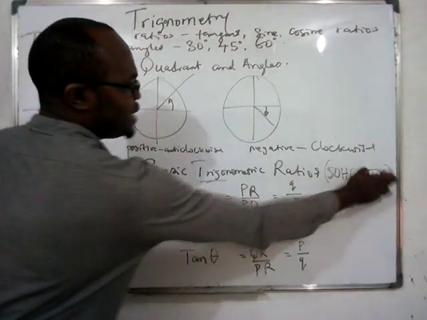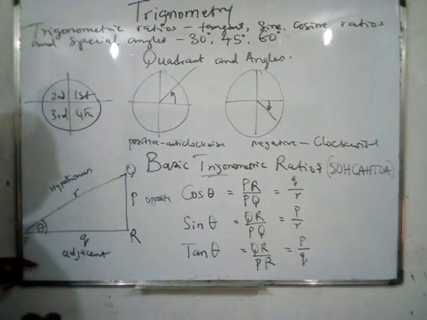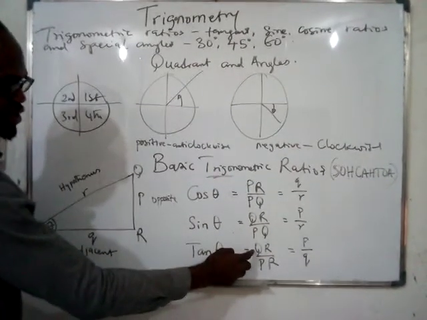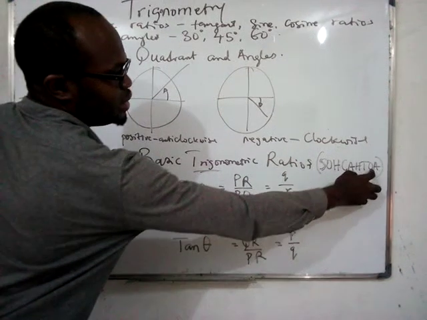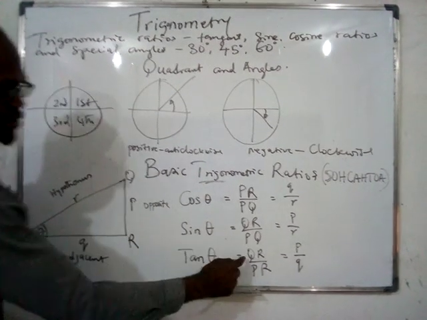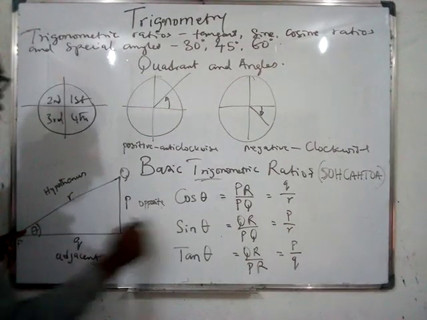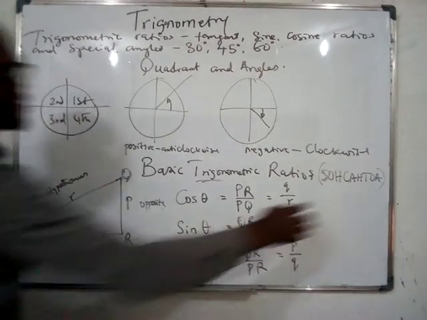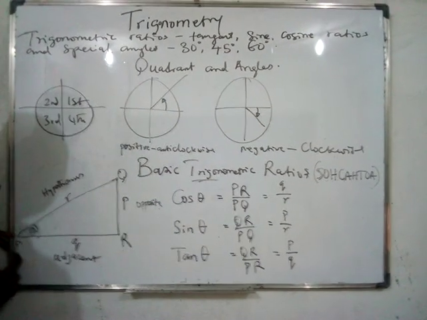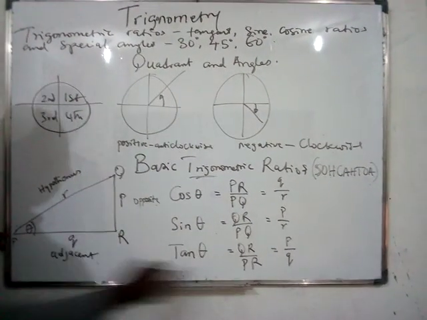Now, how do you find the tangent? How do you find tan theta? How do you find the tan of this angle? It's going to be TOA, opposite, which is QR, or you call it P, all over adjacent. This is adjacent, which is PR, or Q.